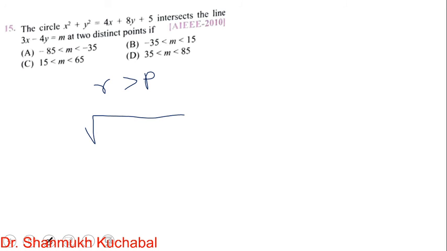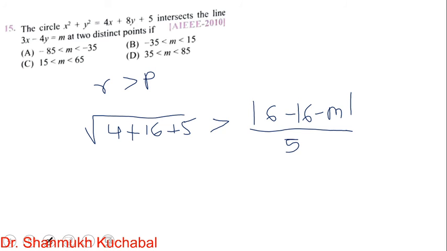So it is root of 2, 4 we get, plus apply the formula, 16 plus 5. So r is greater than p. It is the mod of (6 minus 16 minus m) whole divided by 5. So this equation we need to simplify here.